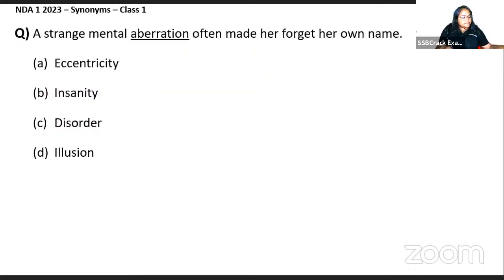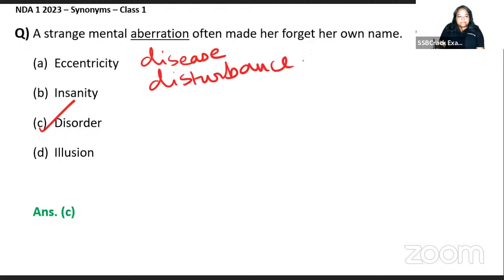Chalo, next one. Disorder. Others? Right, she is right. Option C, disorder, is the correct answer. Aberration means a kind of disease. Also disorder. Or a kind of disturbance, you could say. But it's not insanity, not madness. It's a kind of mental disturbance, mental disease, or a mental disorder. Aberration. Okay? C is your answer.